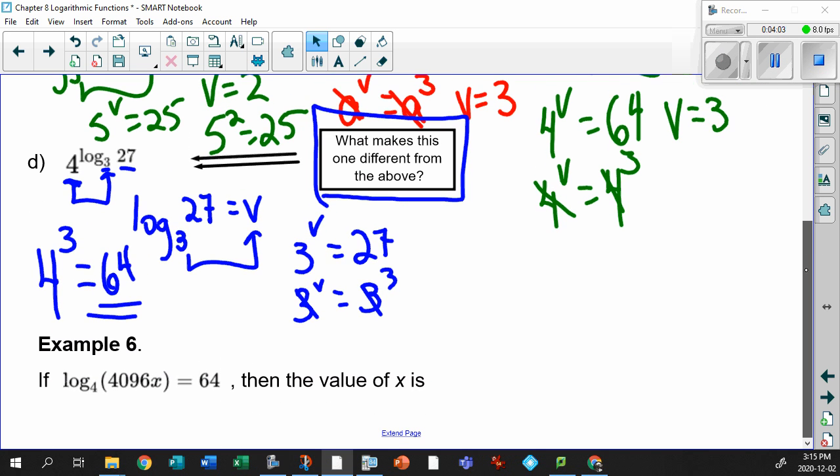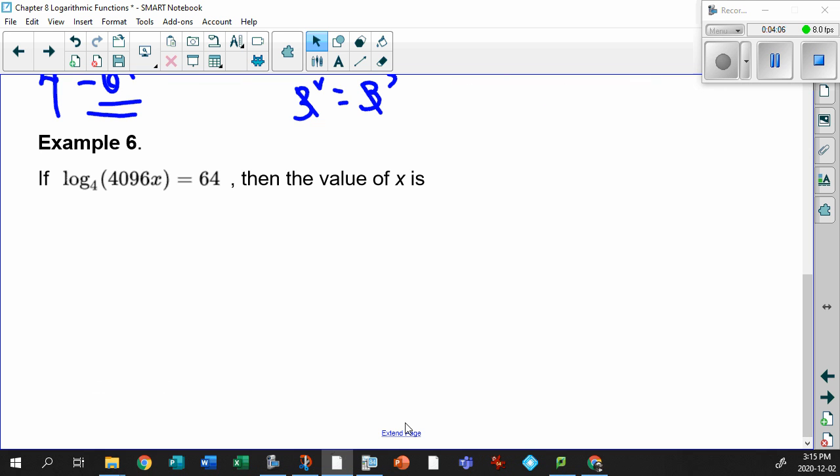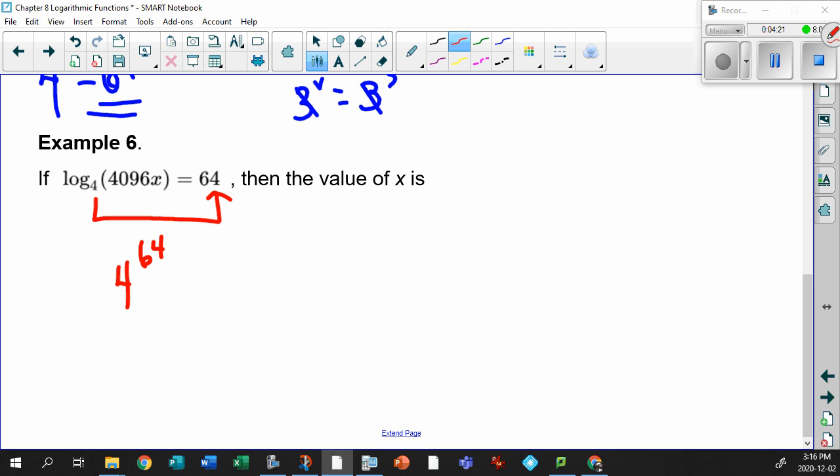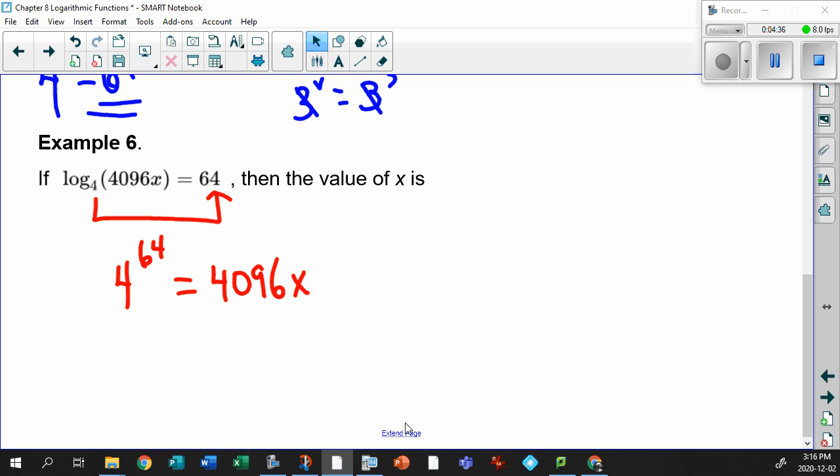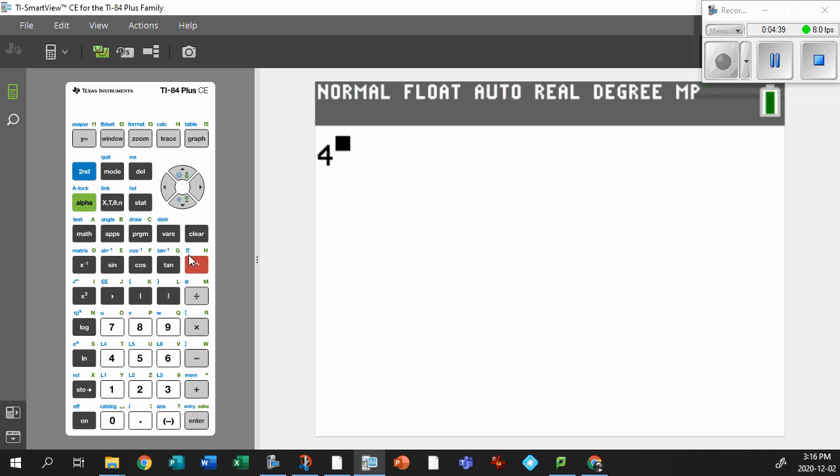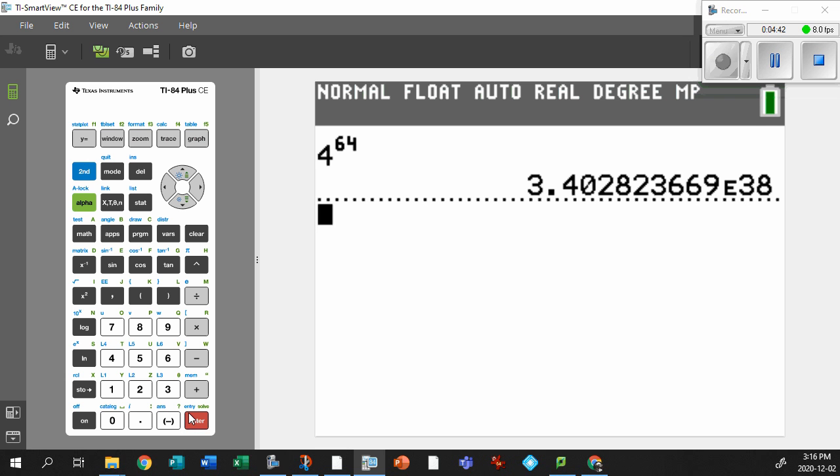One more variation to look at, and it's this one. Look at the possibilities behind this one. This is almost scary to see what this one's like. Oof. Check it out. This is 4 to the power of 64 has to equal 4096x. Okay. If I was to write out 4 to the power of 64, this could be crazy. Let's see what it looks like. 4 to the power of 64. Oh my goodness. And it's to the exponent, so this is times 10 to the 38.